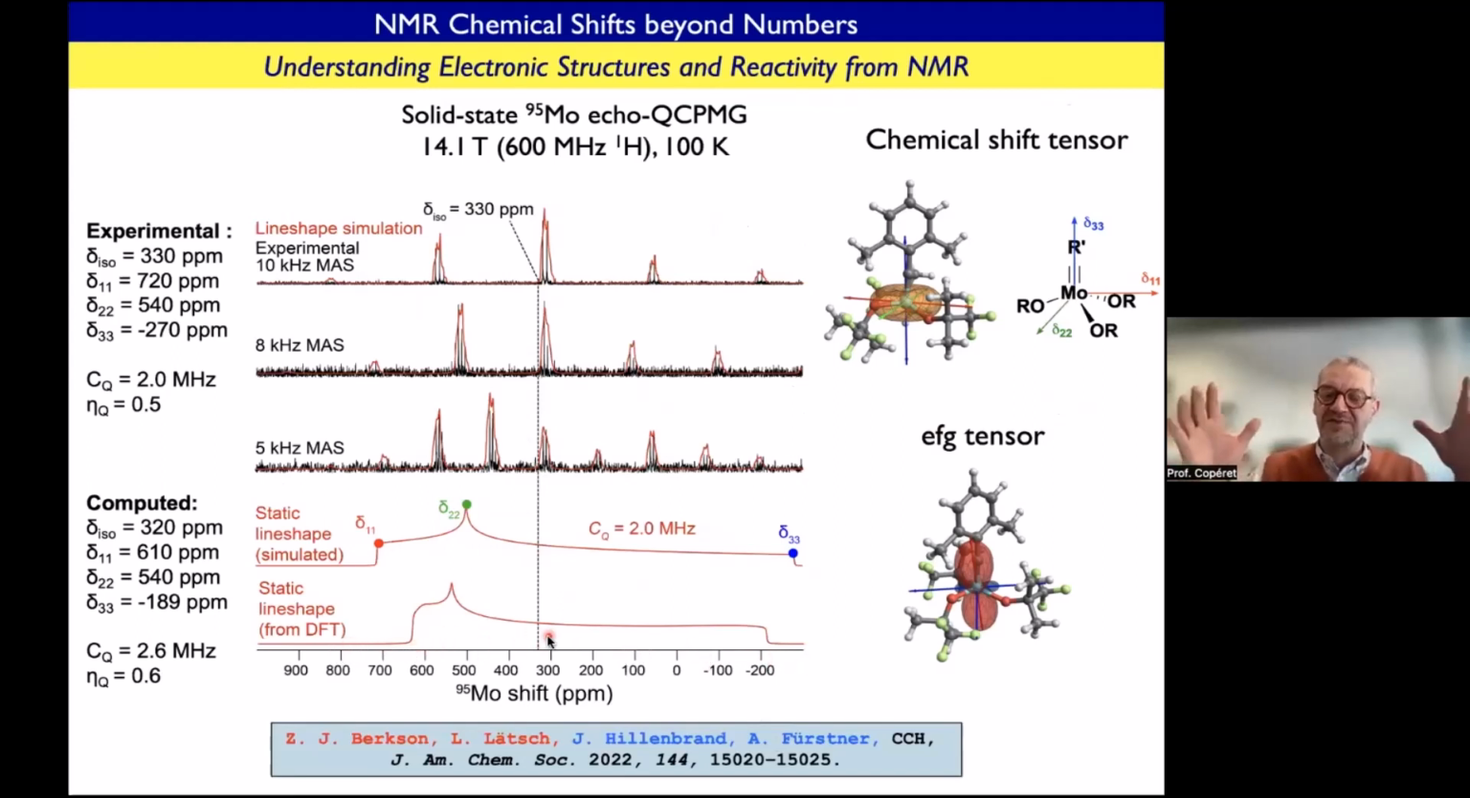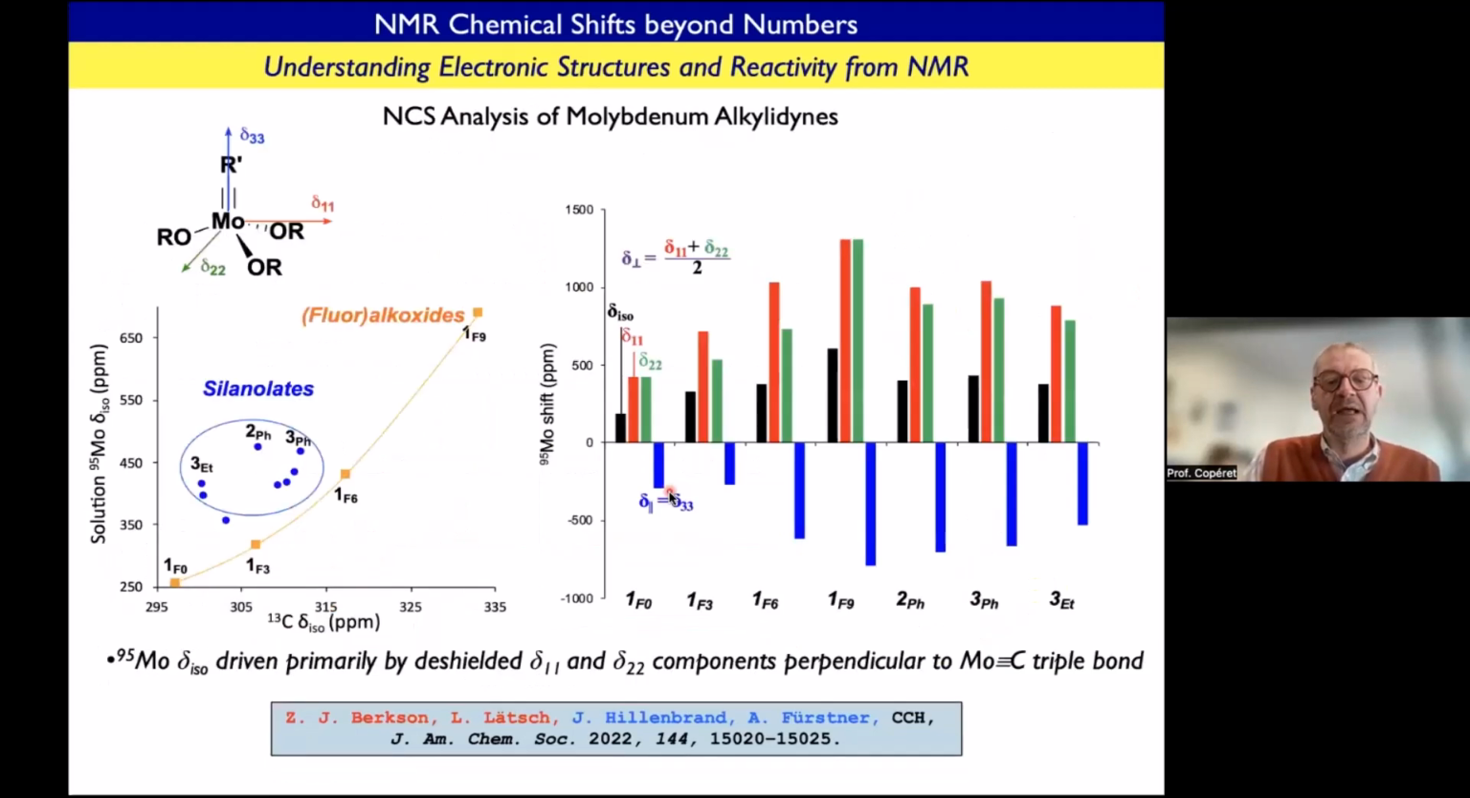Considering that the span, the difference of chemical shift between delta 11 and delta 33, is roughly of the order of 1000 ppm, if I compare these two values, it's actually not so bad. In the case of this molybdenum NMR, you have a very low quadrupolar coupling constant of around 2 megahertz. Typically, you can easily go to 40 megahertz, and then it's nearly impossible to extract a very nice NMR spectrum.